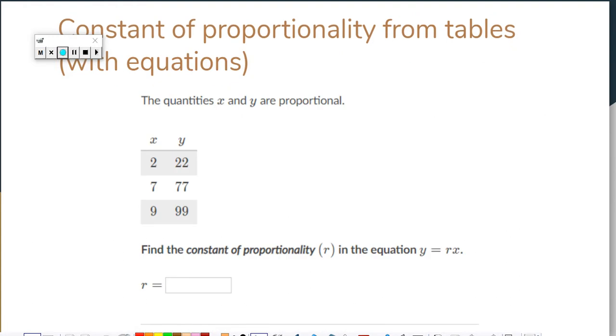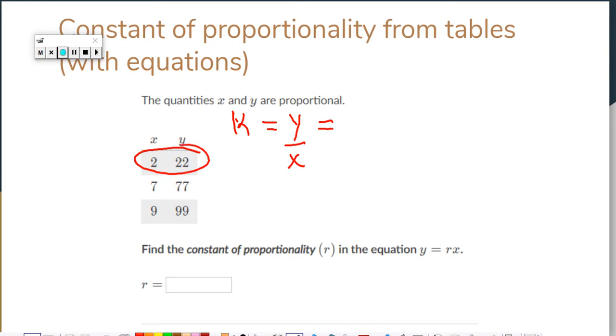We get to a table now. If the table, again, to find k for a table, k is still y over x. So for this table, I can take any pair that I want. So if I take 22, k is going to be 22 over 2, which is 11, which means that the equation for this table is y equals 11x.